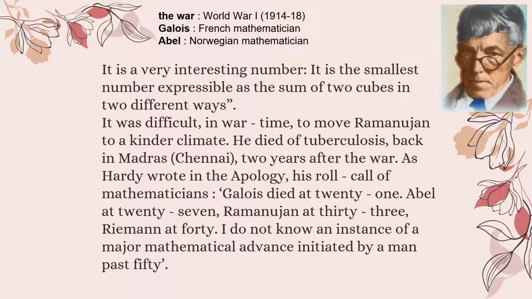Hardy wrote in the Apology, that is a regretful acknowledgement, that in his roll call of mathematicians, Galois died at the age of 21, Abel died at the age of 27, and Ramanujan passed away at the age of 33, and Riemann at the age of 40. He states that he does not know of any instance of a major mathematical advance by a man who survived past the age of 50 years.